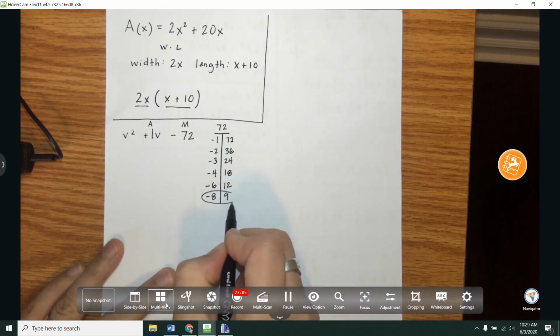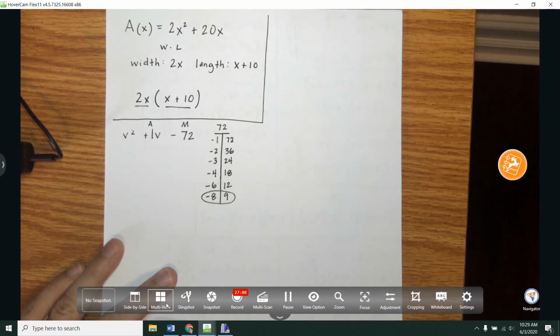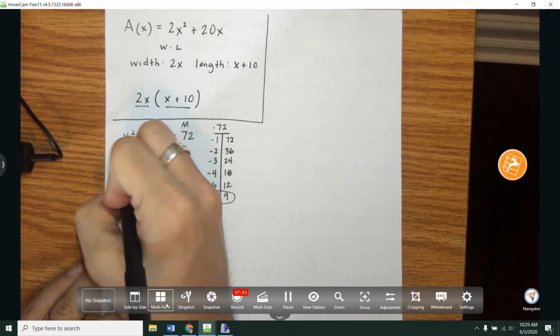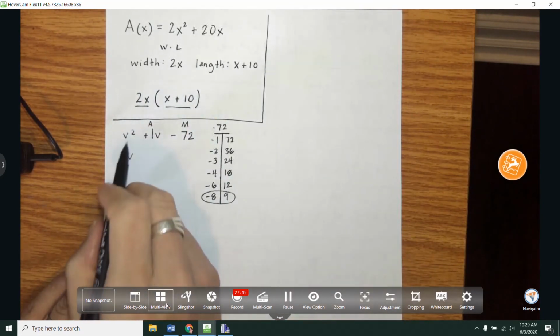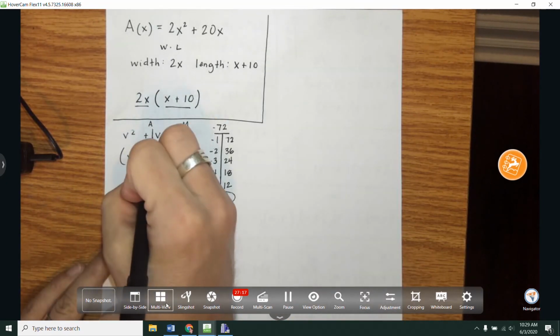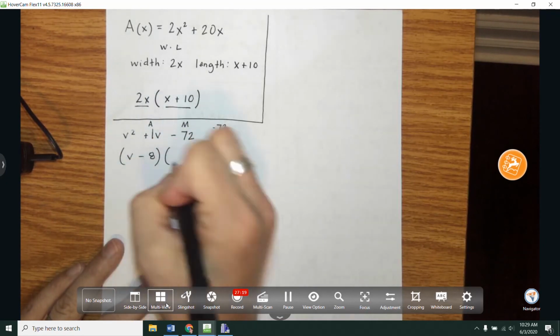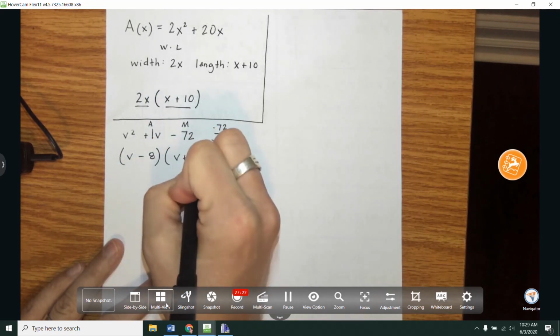I know this multiplies to give us -72, and adds to give us 1. So this is going to split into v, and we do want to make sure that we're using the same variables, v minus 8 and v plus 9.